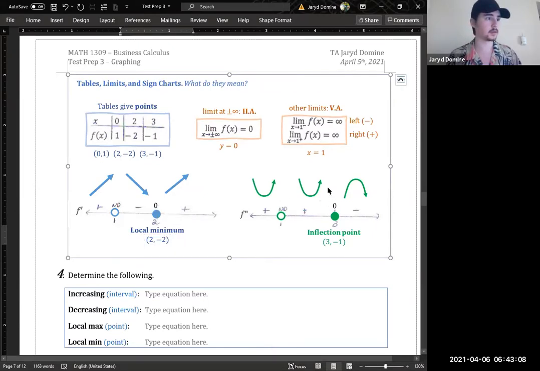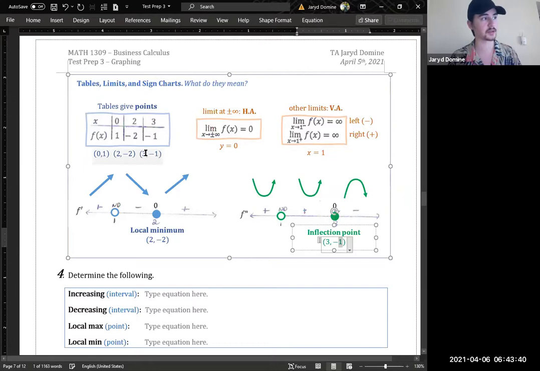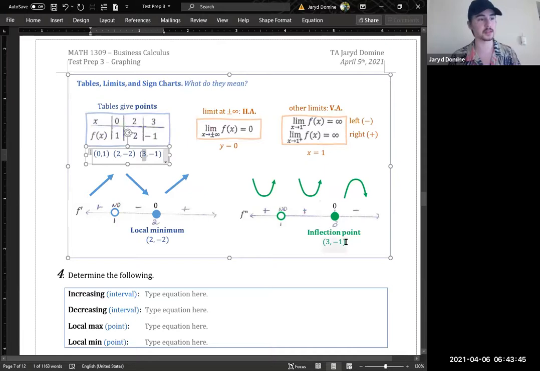For the second derivative chart, this is telling us whether it's concave up or concave down. Where it's positive, that's concave up. So it's concave up here on the left, concave up in the middle, and then concave down on the right. An inflection point occurs wherever these change. Over here, we're going from concave up to concave down. So in the middle here, that's an inflection point at x equals 3. To get the y value, you just look back at your table. For x equals 3, our y value is minus 1. So we get the inflection point (3, -1).